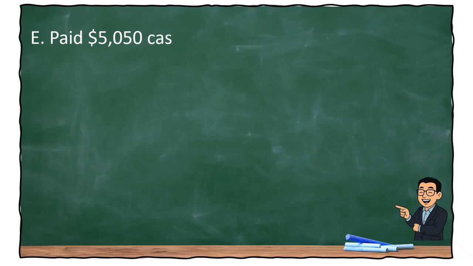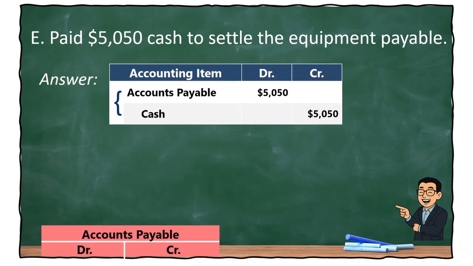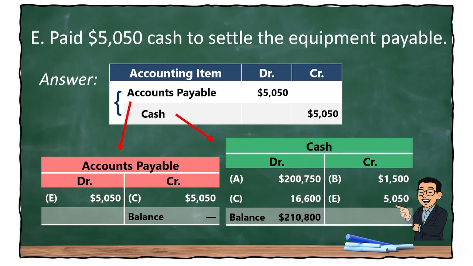In transaction E, the company paid $5,050 in cash to settle its accounts payable for the equipment purchased earlier. We debit accounts payable to reduce the liability, showing it has been cleared. We credit cash to reflect the outflow of money. In the T accounts, the accounts payable balance is now zero after posting the $5,050 debit. The cash account shows the payment as a credit of $5,050, reducing the balance to $210,800.